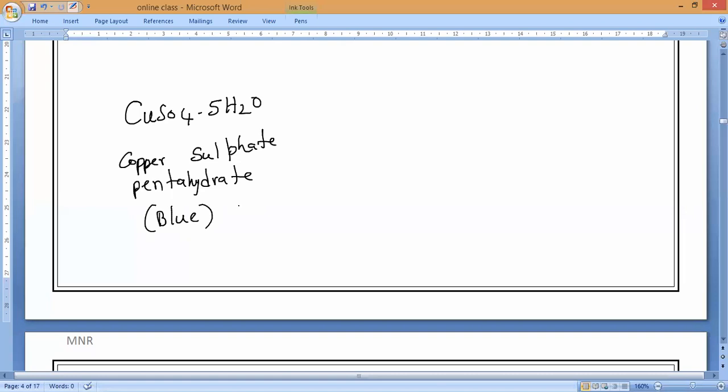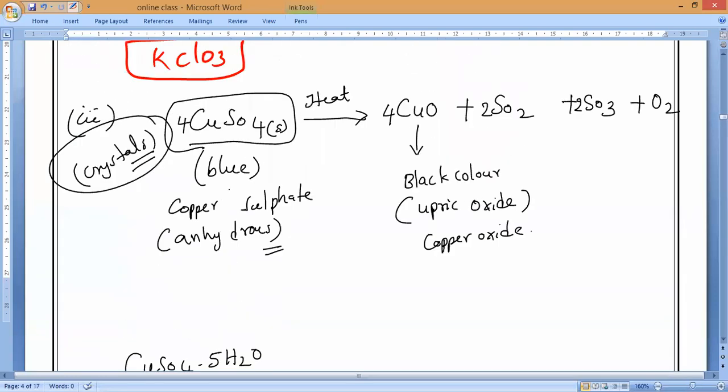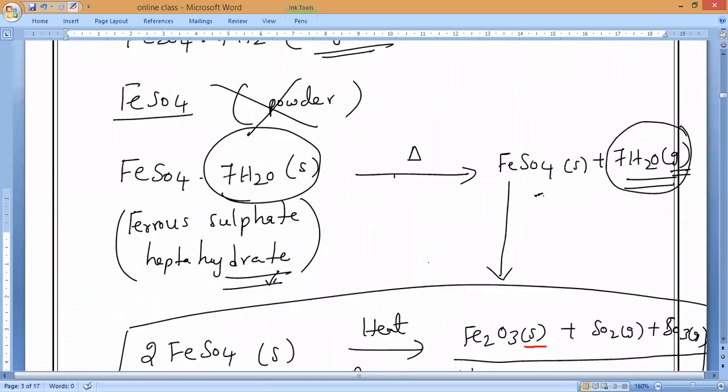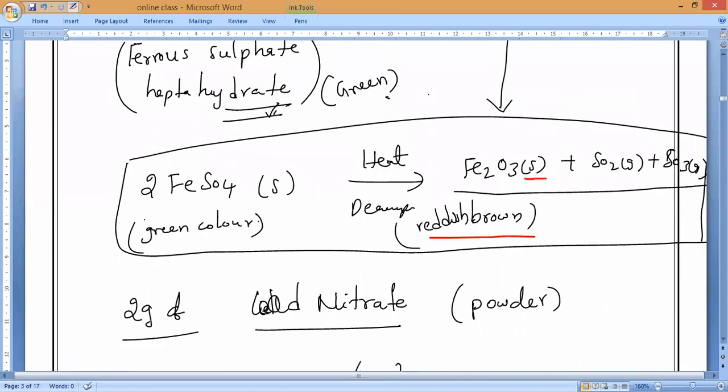Blue color. So if you remove this water, it will turn colorless. Iron sulfate is also green color. Why is it green? Because it contains water molecules. If water is removed, it will also turn colorless, but we are not studying this equation here. That is why we are simply taking it as a green color.